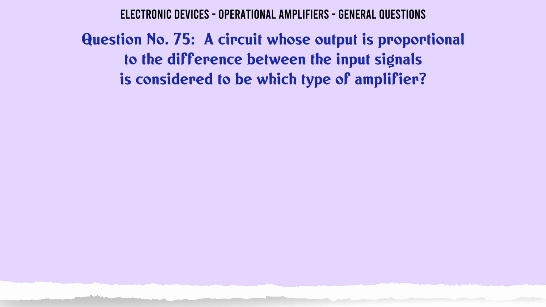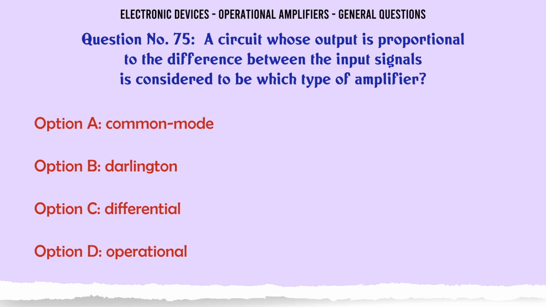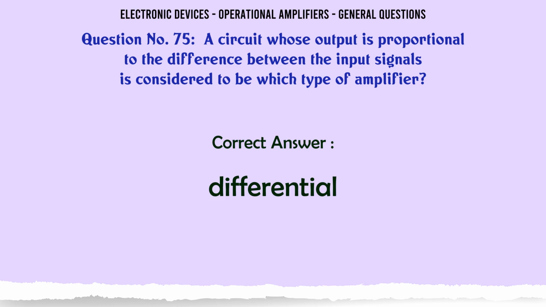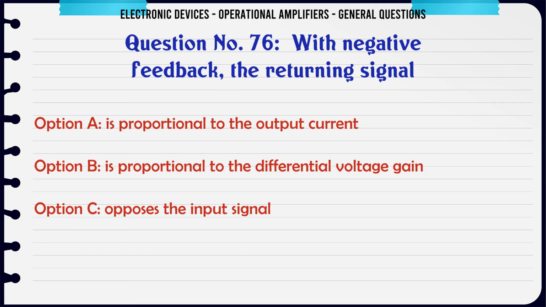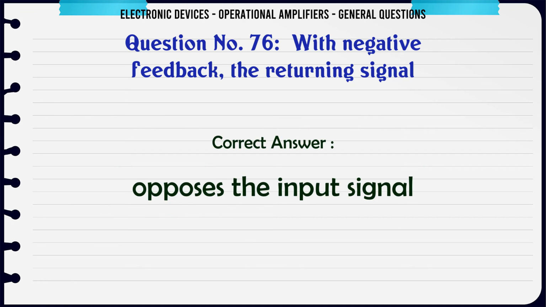A circuit whose output is proportional to the difference between the input signals is considered to be which type of amplifier? A. Common mode, B. Darlington, C. Differential, D. Operational. The correct answer is differential. With negative feedback, the returning signal A. Is proportional to the output current, B. Is proportional to the differential voltage gain, C. Opposes the input signal, D. Aids the input signal. The correct answer is opposes the input signal.